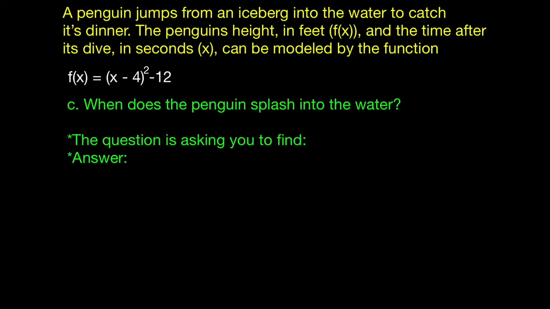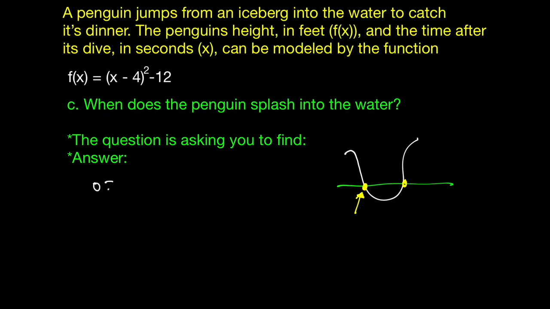Moving on to part C, now it's asking when does the penguin splash into the water? Again, drawing a quick sketch. Notice that the penguin is going to splash into the water at the first x-intercept. So we have to solve for the function. We have to let f of x equal 0 and then solve for x. Now when we solve for x, we're going to get two solutions. So we have to get the smaller value, since the bigger value is going to represent when the penguin exits the water. So let's go ahead and do this.